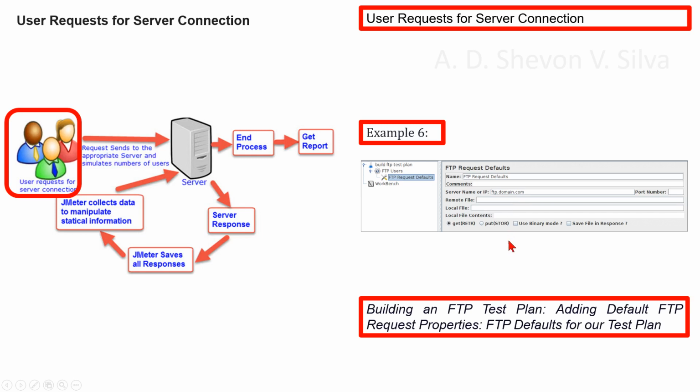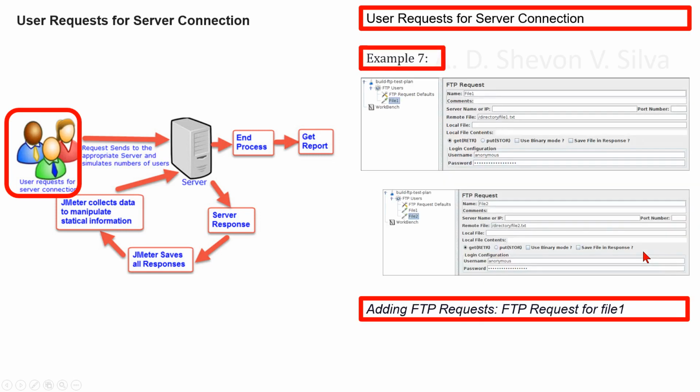The FTP request default element does not tell JMeter to send an FTP request. It simply defines the default values that the FTP request elements use. Here you can see the completed FTP request default element. Now we are considering adding FTP requests.